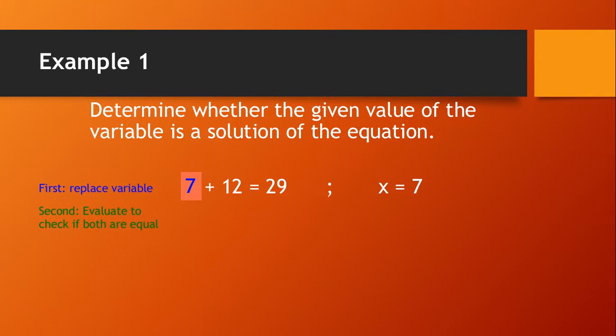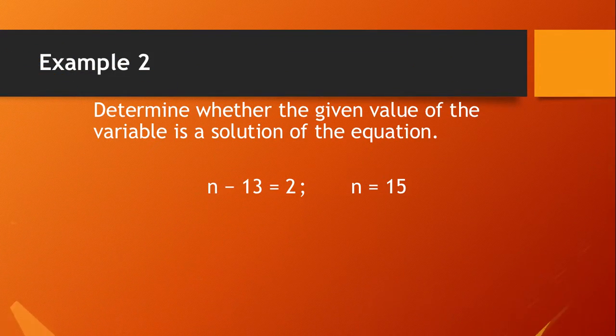Second, we're going to evaluate to check if both sides are equal. So on the left-hand side of our equation, I have 7 plus 12. Well, 7 plus 12 is 19. On the right-hand side, it's just 29, so I just bring that down. And the third step is to check to see, is it a solution? So I look back and I think, all right, does 19 equal 29? No, it does not. They are not equal. So it means that x equals 7 is not a solution. And that's it. That's all you need to do.